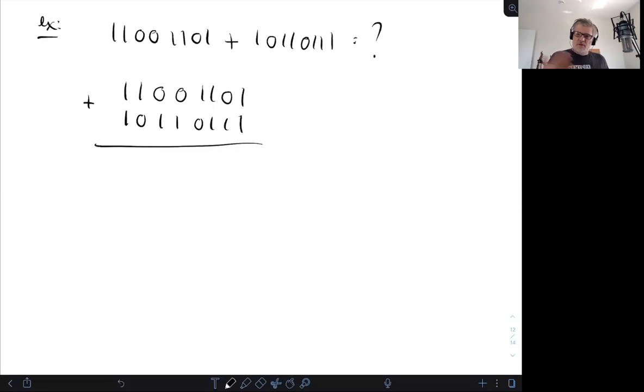So let's do this. I start on the right. 1 plus 1, that's 0 and a carry of 1. 0, carry of 1. 1 plus 1, 0, carry of 1. 1 plus 1 plus 1, 1 and a carry of 1. 1 and 1 is 0 and a carry of 1. 1 and 1 is 0 and a carry of 1. 1 and 1 is 0 and a carry of 1. 1 and 1 is 0 and a carry of 1. And 1 and 1 and 1 is 1 and a carry of 1, right? So that should be correct. I hope I didn't mess it up.